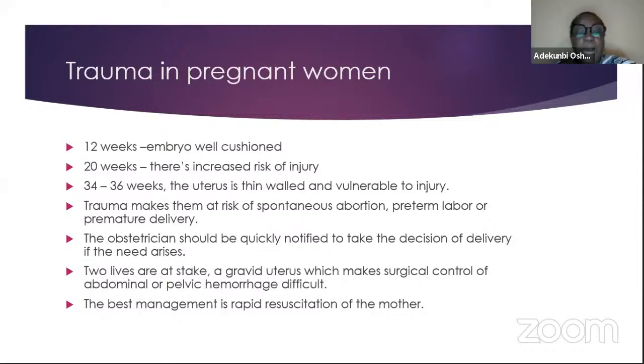However, in the management of these patients, most times the first life that has to be saved is the mother. And the best management of a pregnant woman in trauma, to be able to save both the baby and the mother, is rapid resuscitation of the mother.